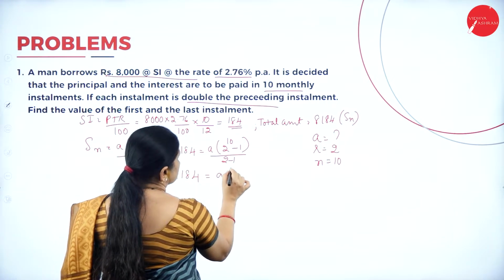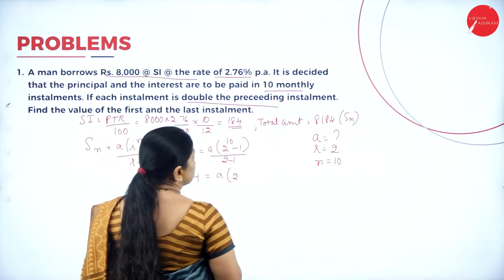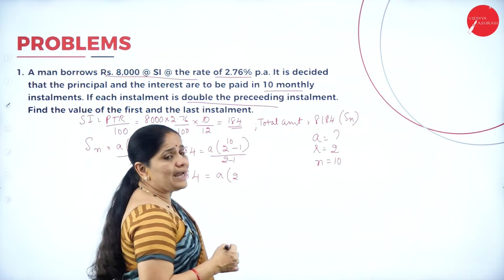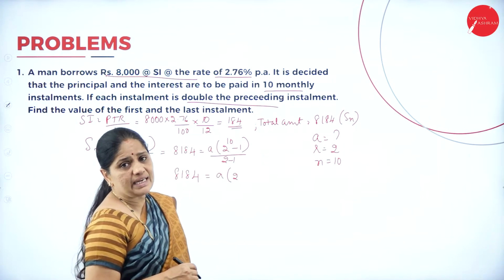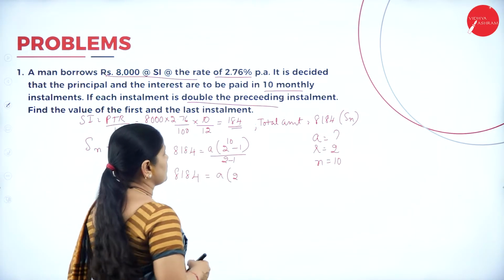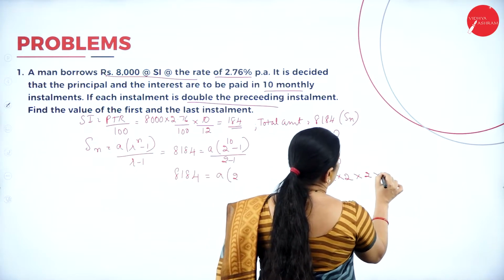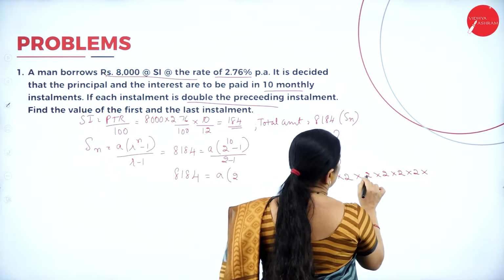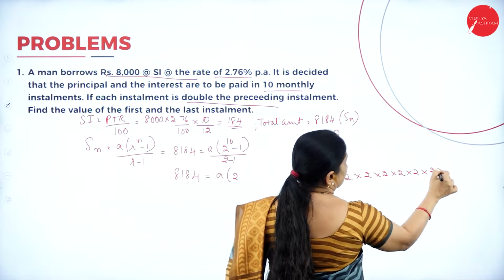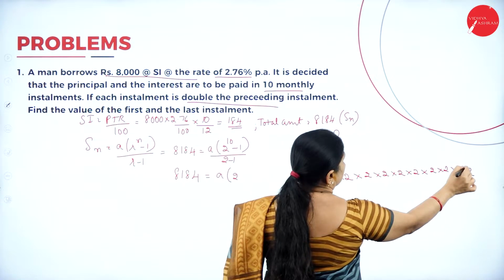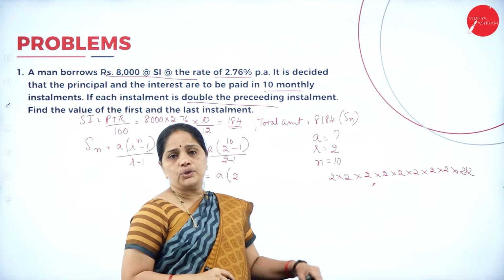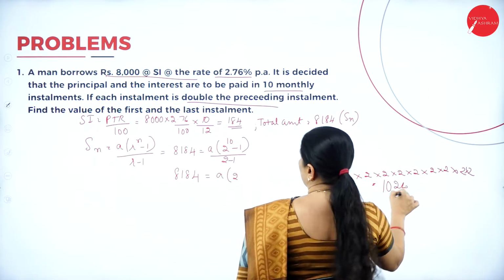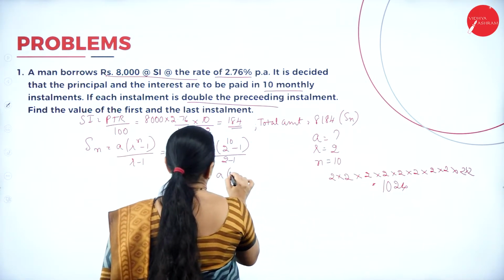8184 equals A into 2 to the power 10. So, when I have to multiply 2 10 times, so I get 1024. 2 into 2 into 2 into 2 into 2 into 2 into 2. 1, 2, 3, 4, 5, 6, 7, 8, 9, 10. So, when I multiply 2 10 times, I get the answer as 1024.